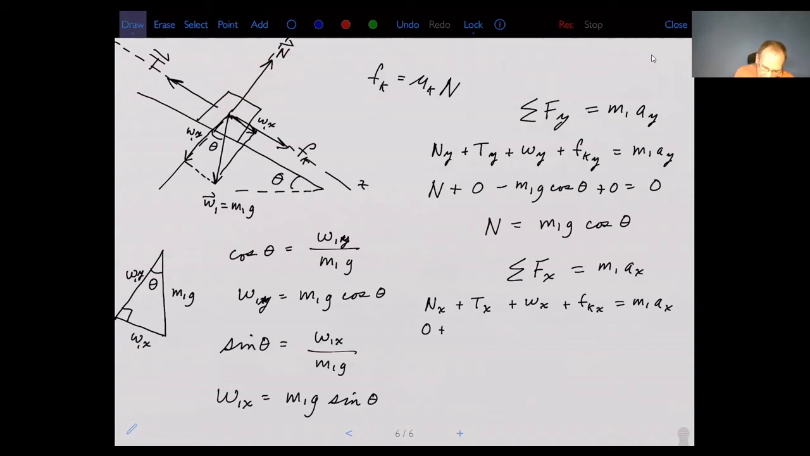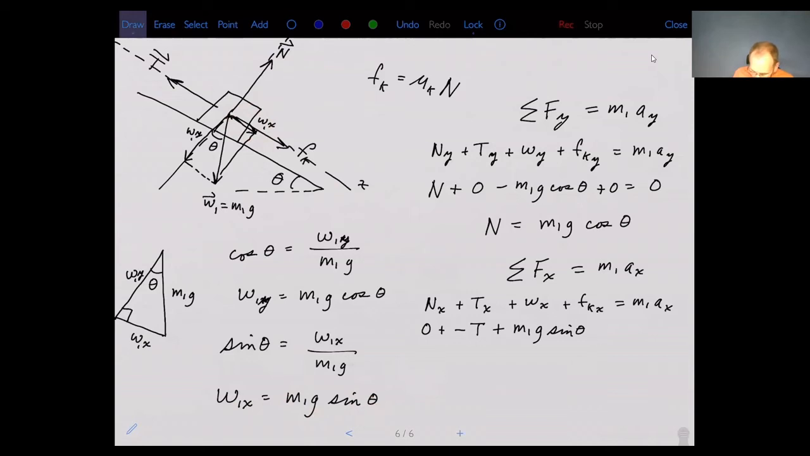What's the x component of the tension? Well, I look at the tension vector. It's acting to the left. Remember, I called positive x to the right. So it's acting in a negative x direction, all of it. So this is going to be negative T, right? The entire tension. What about the x component of the weight? Remember that was acting in the positive x direction, and we calculated it here. It was m1g sine theta. So this is plus m1g sine theta.